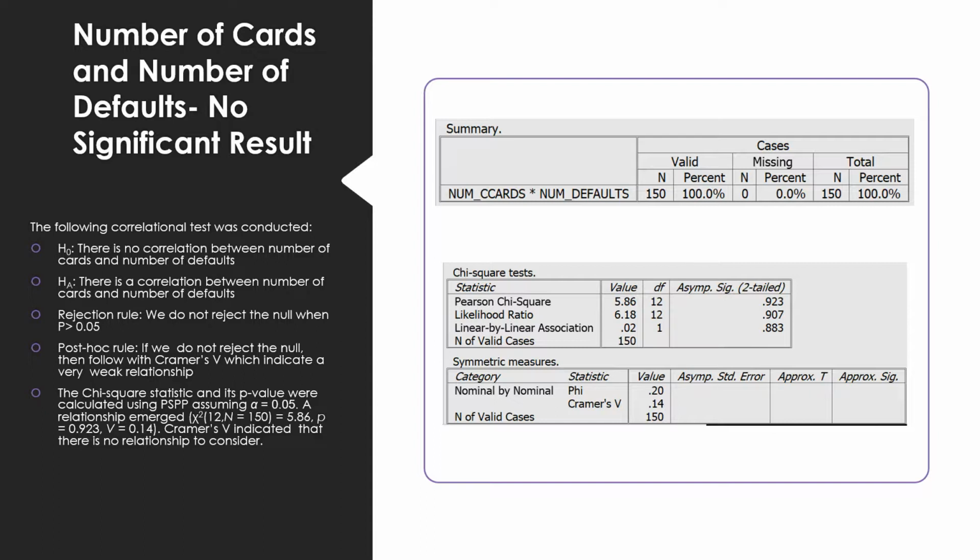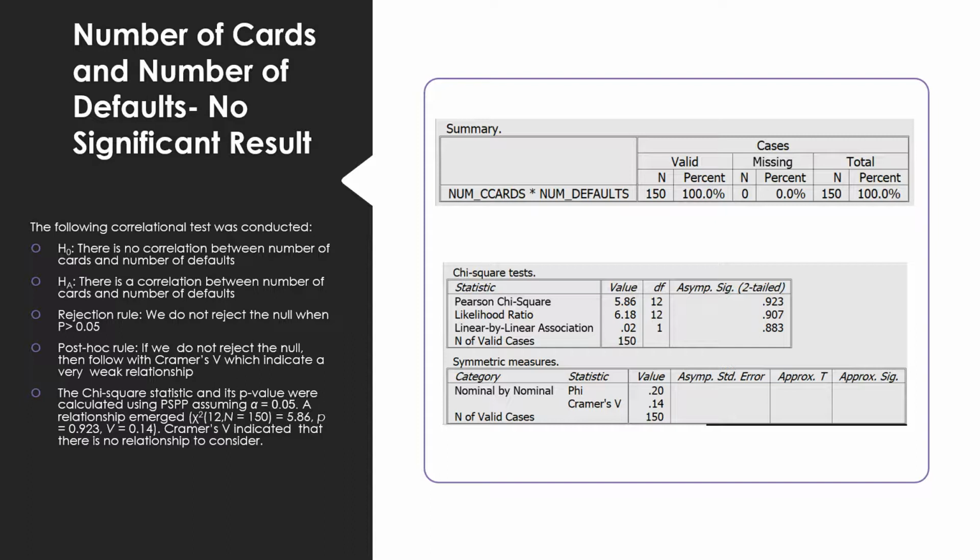So when we run the PSPP test, we notice that the chi-square with the degrees of freedom, which was 12, the number of samples 150, was 5.86, and the p-value was 0.923 with a Cramer's V of 0.14.